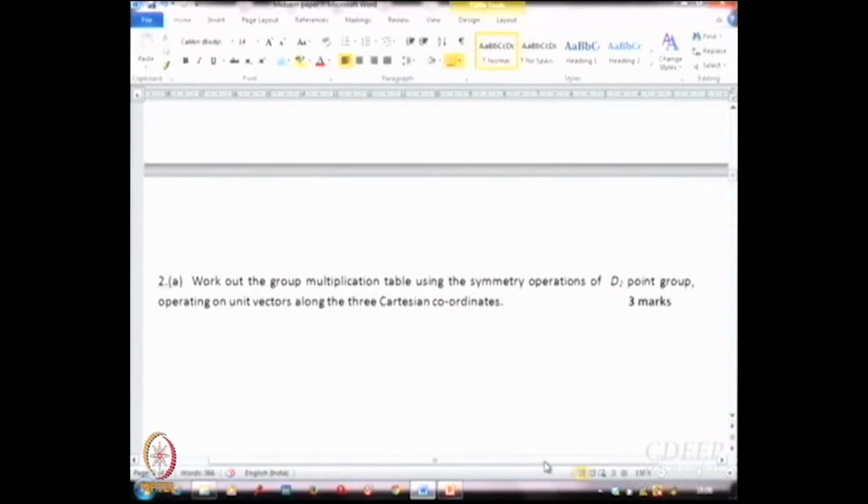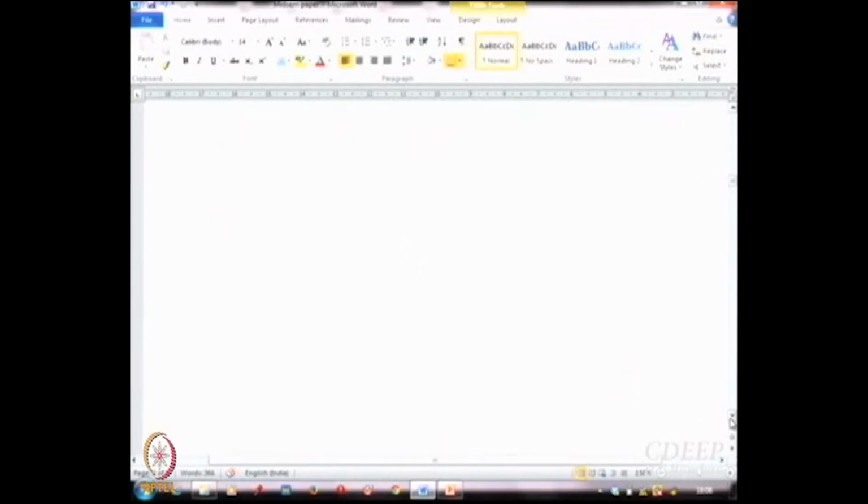This was easy. Work out the group multiplication table using the symmetry operations of D2 point group operating on unit vectors along 3 Cartesian coordinates. That was easy, I hope, right? I don't need to go through this, you can work this out. I actually broke up this question into 3 or 4 parts. Second part was the subgroups.